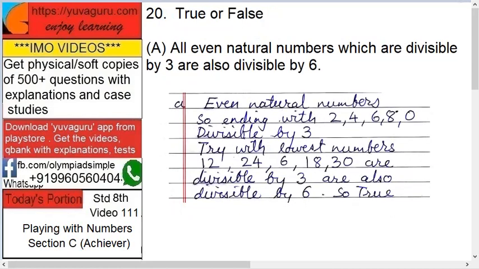This is the answer. Next, true or false. First, all even natural numbers which are divisible by 3 are also divisible by 6. That is not the answer here.